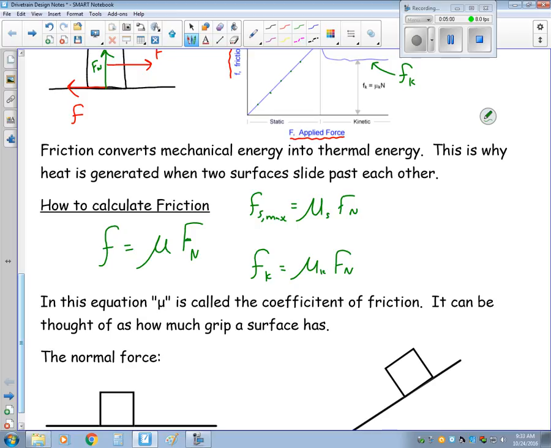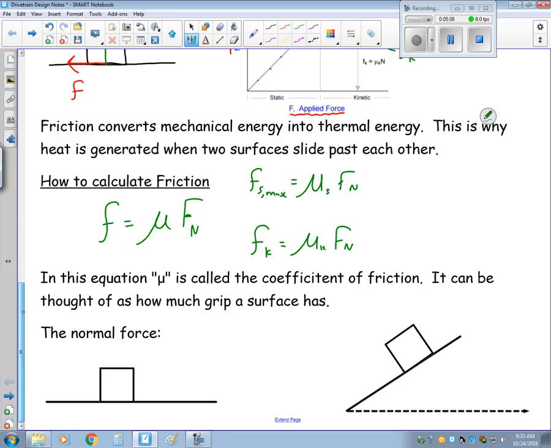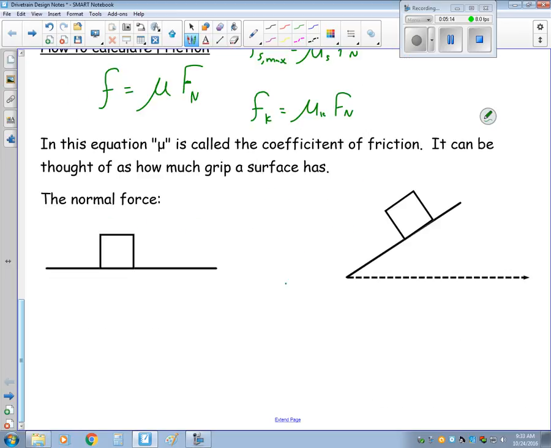Every surface has two numbers, a coefficient of static friction and a coefficient of kinetic friction. We can think of this as how much grip the surfaces have, and that's what this mu, the Greek letter mu, represents. The stickier the surfaces, the greater the grip and the higher the value of mu. The smoother the surfaces, the lower the value of mu.